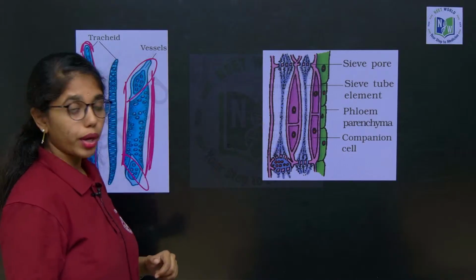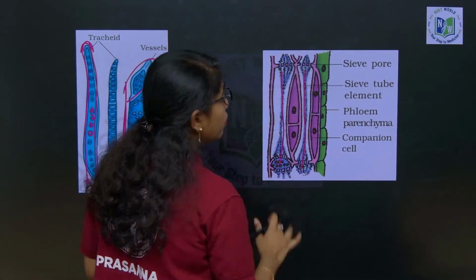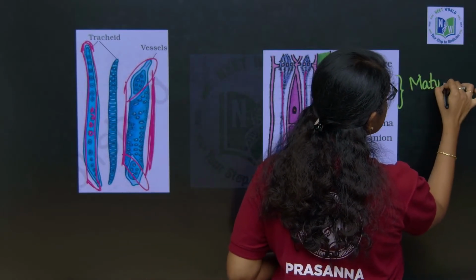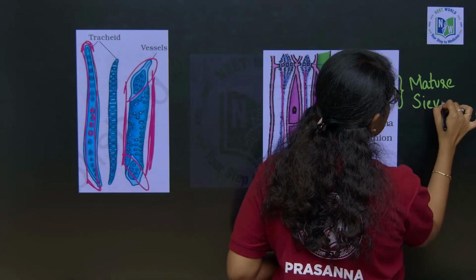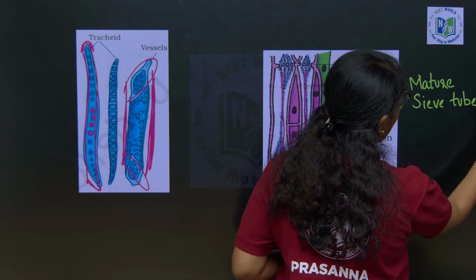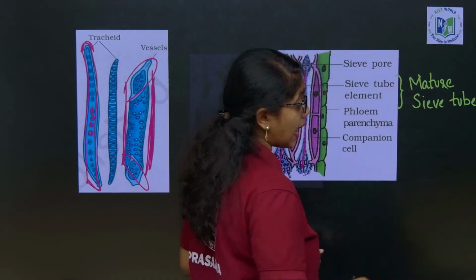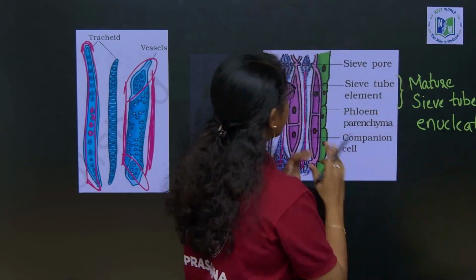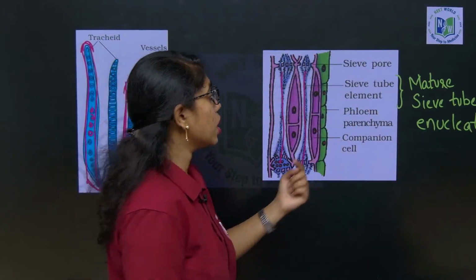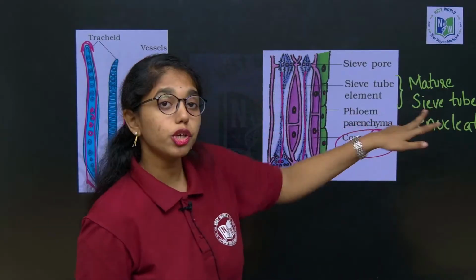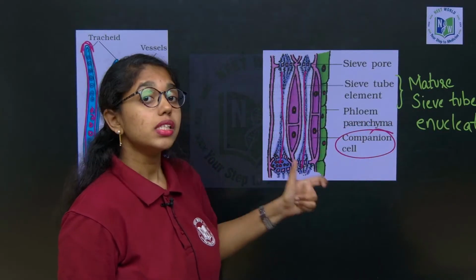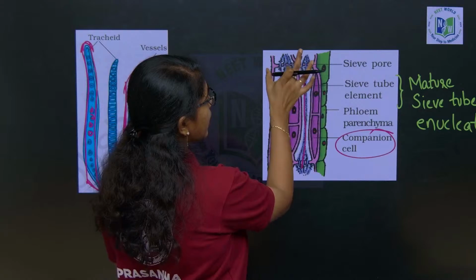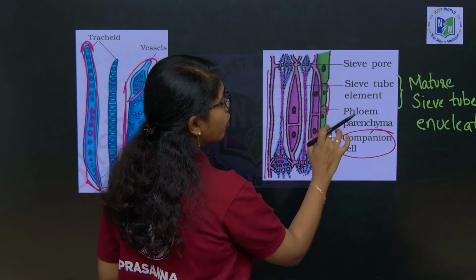When it comes to phloem, here at the center you can observe sieve tube cells. Mature sieve tube cells are enucleated. Next to the sieve tube cells you can observe companion cells. Both sieve tube cells and companion cells are called sister cells as they are ontogenetically related. Next to that you can clearly observe phloem fibers and phloem parenchyma.